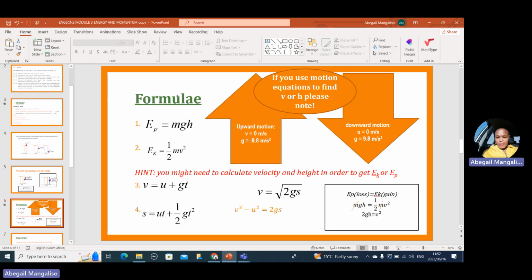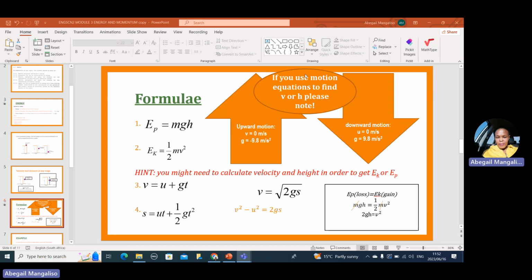The formula that I used here is EP, potential energy, equals mgh. I already explained what each symbol represents. EK is half mv squared. But since this object will be in motion, you can also use the equations of motion. These are the equations of motion, and it's a falling object, or a vertical movement. It will be V equals U plus gt.